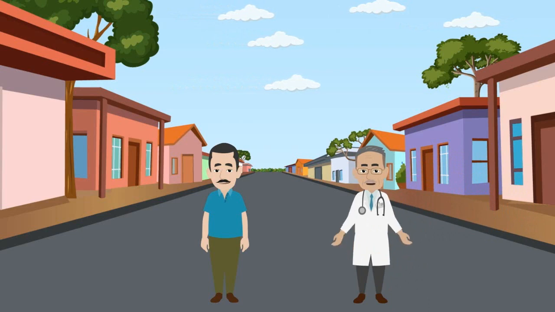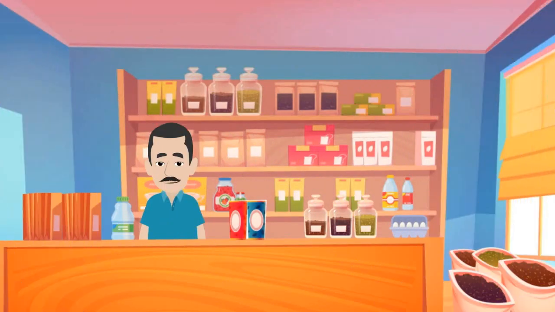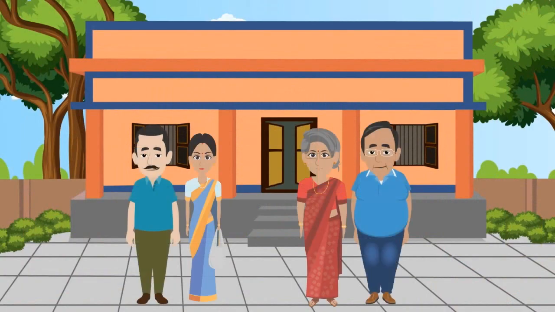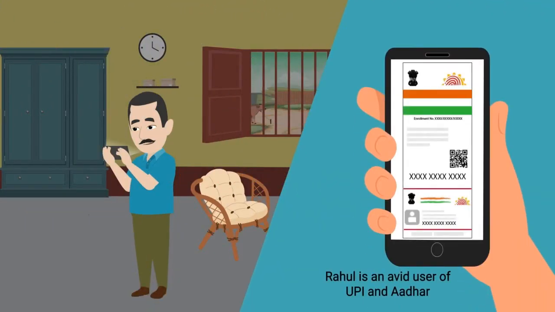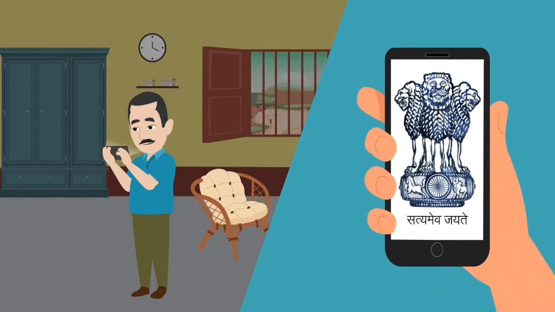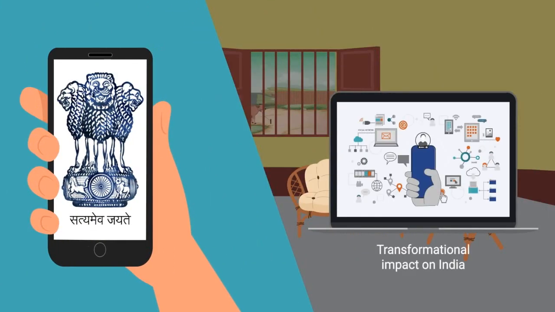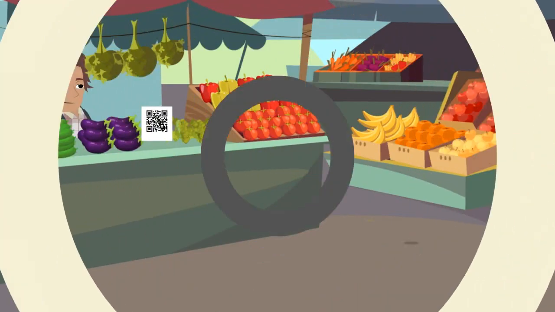Meet Rahul, a young man who lives in Moradabad in India. He runs a grocery store that his father has set up and lives with his wife and parents in their ancestral home. Rahul is an avid user of UPI and Aadhaar, which are large programs launched by the government of India that has had a transformational impact on India.